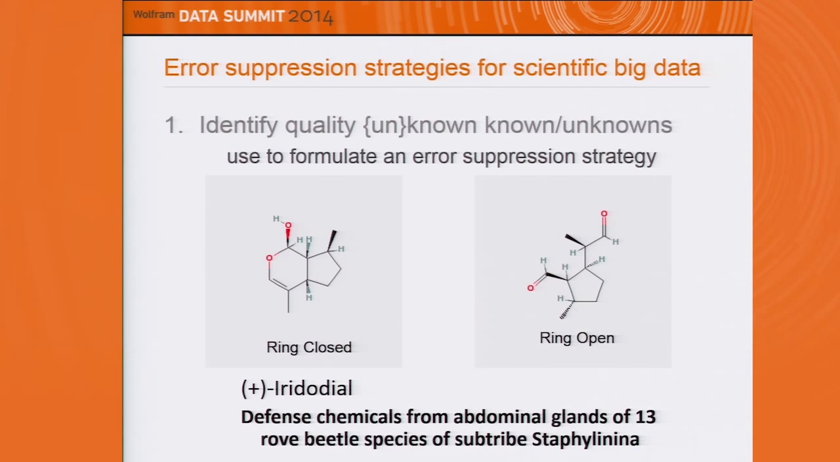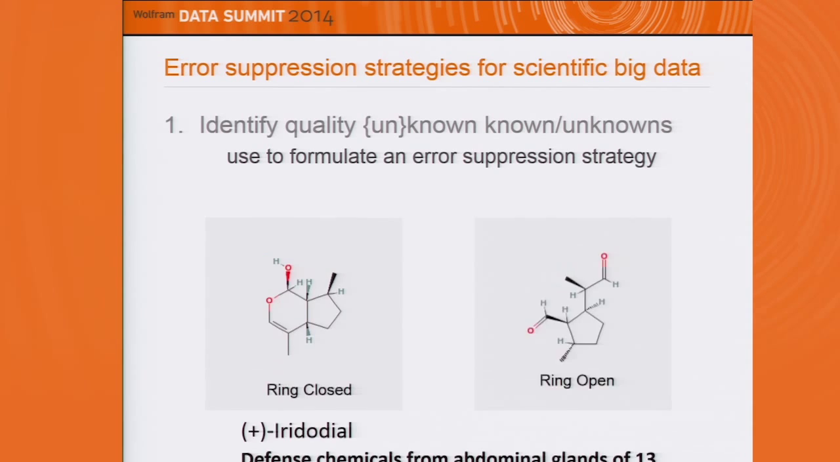In chemistry, structures can have multiple different forms naturally. Here's a natural product, which is a defense chemical from the abdominal glands of a row of beetle species. This natural product can be represented in this form or that form. They're both correct. But in your use case, you might think one is more correct than the other.